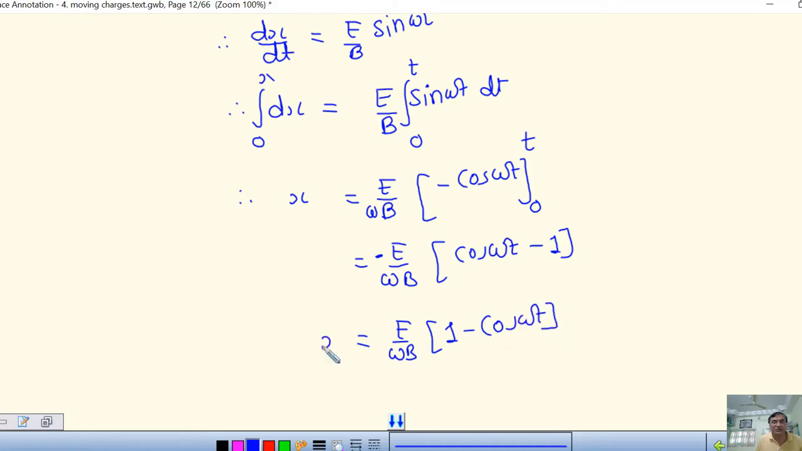So I got x also. So we got the x component of velocity, as well as the x component of position. Let us say this is 3. See what we have done.